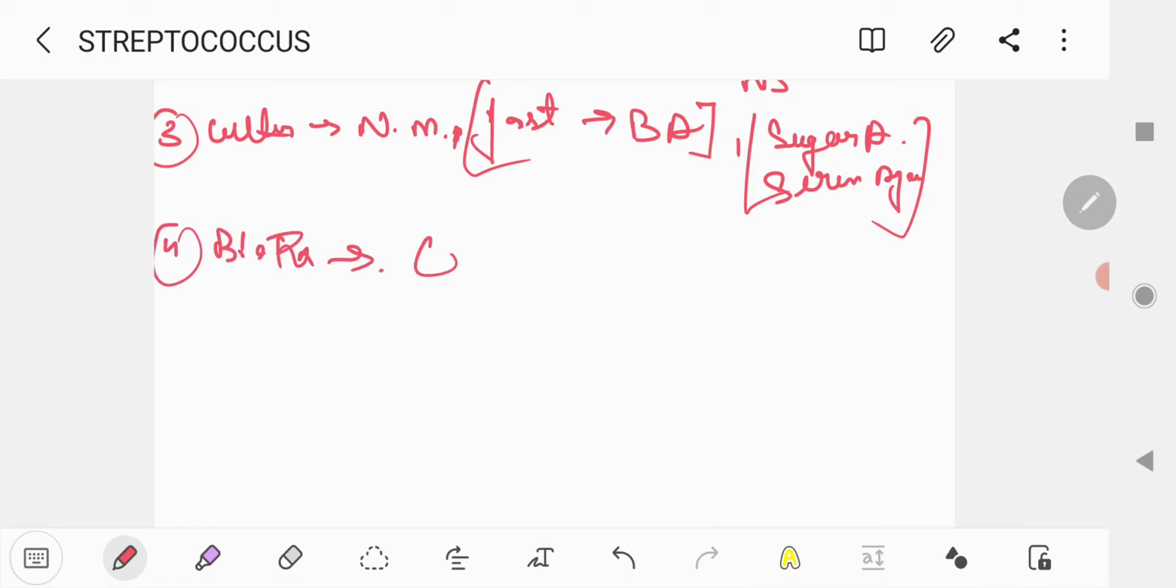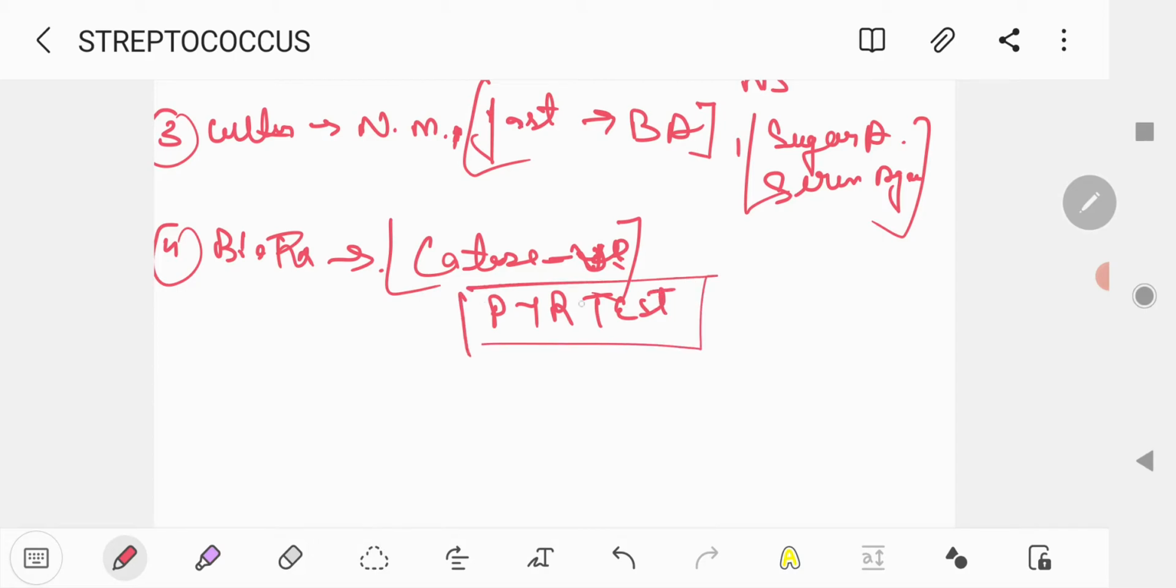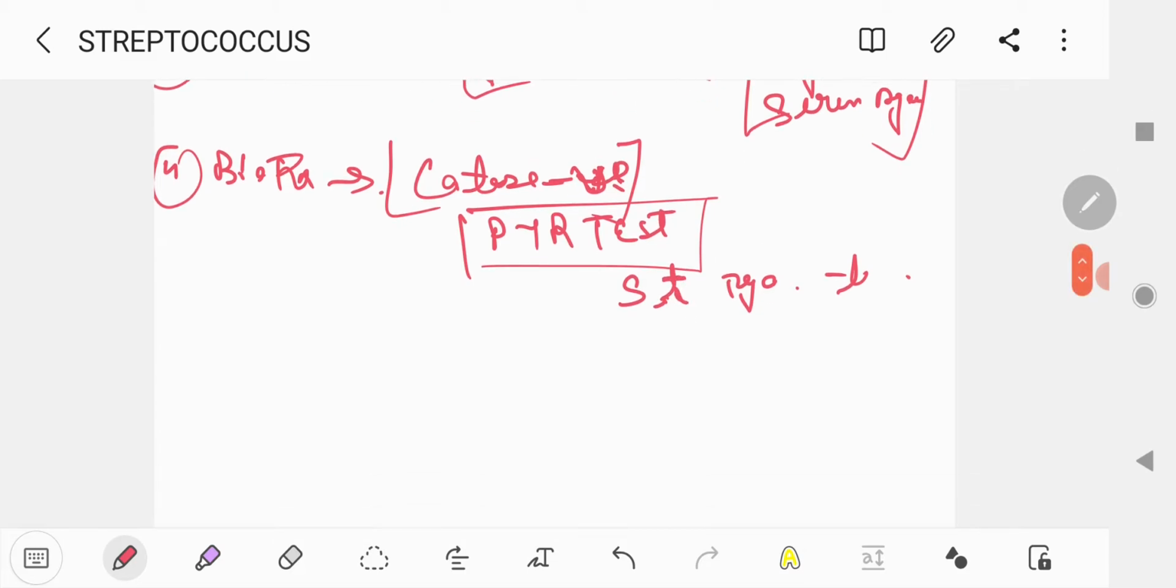Biochemical reaction: it is catalase negative. In the previous video I also told about this. We can distinguish staphylococcus from streptococcus by catalase positivity or negativity. So it is catalase negative, and it gives the PYR test. Okay, it is an important test for streptococcus pyogenes to differentiate it from other streptococci. The PYR test is a pyrrolidonyl arylamidase test.